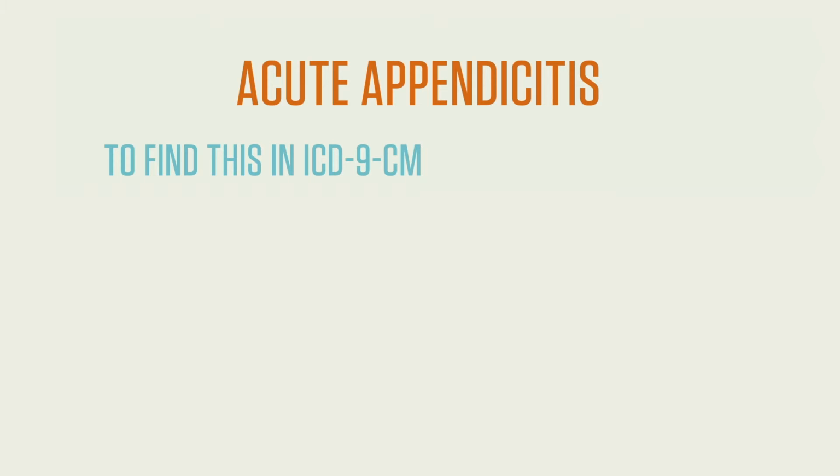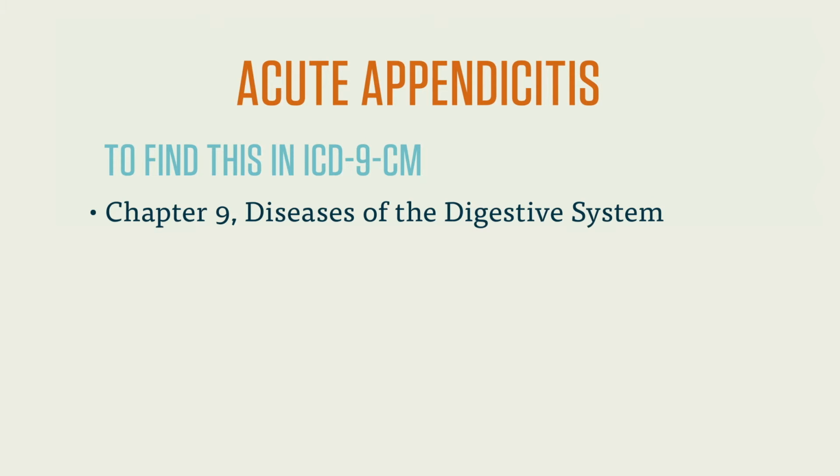As you can tell, this medical report is significantly more involved than our first one. Thankfully, it's a pretty direct procedure, so we can dive right in. Let's start with the diagnosis. As listed in the medical report, the diagnosis is acute appendicitis. To find this in the ICD-9-CM, we'd look at Chapter 9, Diseases of the Digestive System. In that chapter, we'd find the code for acute appendicitis, 540.